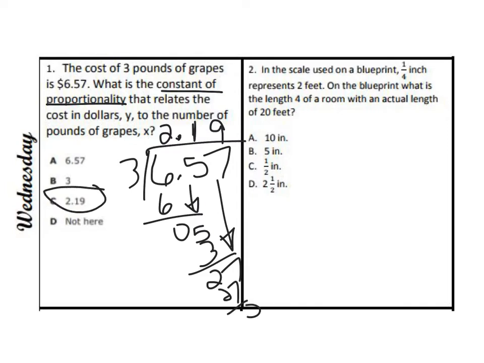So whenever they're asking you for constants of proportionality, all you're doing is dividing. Now when they're asking you what is X and what is Y, well, 657 is your Y, B is going to be your X, and then the constant of proportionality is C. So when they ask you also, this means unit rate.